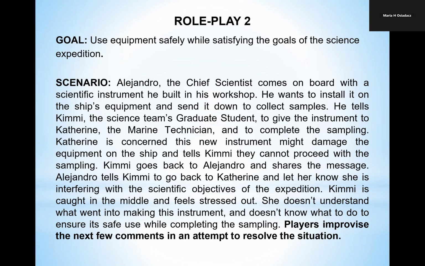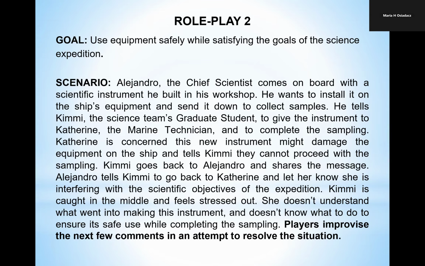Alejandro tells Kimmy to go back to Catherine and let her know she is interfering with the scientific objectives of the expedition. Kimmy is caught in the middle and feels stressed out. She doesn't understand what went into making this instrument and doesn't know what to do to ensure its safe use while completing the sampling. Okay, so it says players improvise this scenario and then add some additional comments to attempt at resolving this issue. And that would mean, what can we do to make sure that we're using equipment safely while satisfying the goals of the science expedition? All right, so maybe would you guys mind just saying what was each person's role?